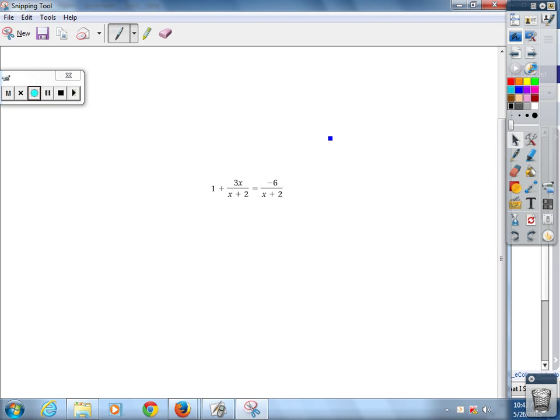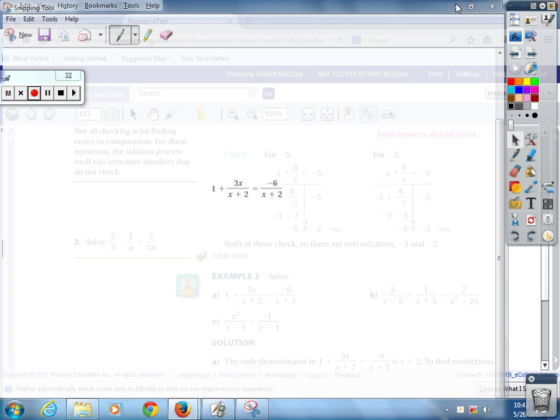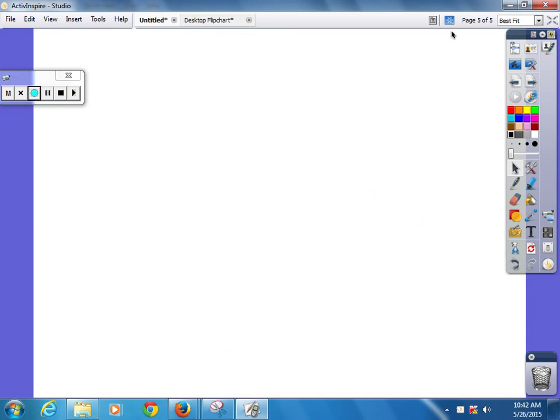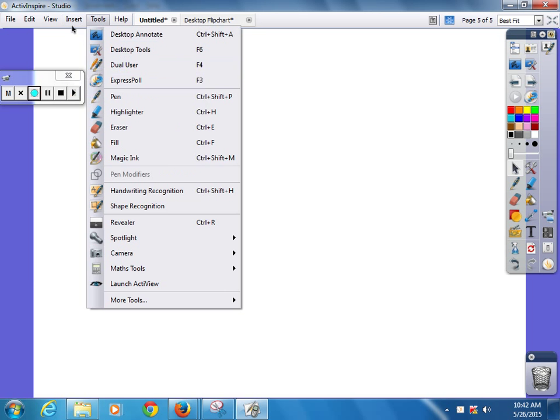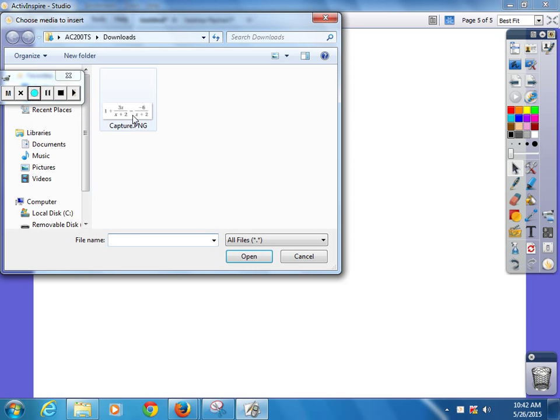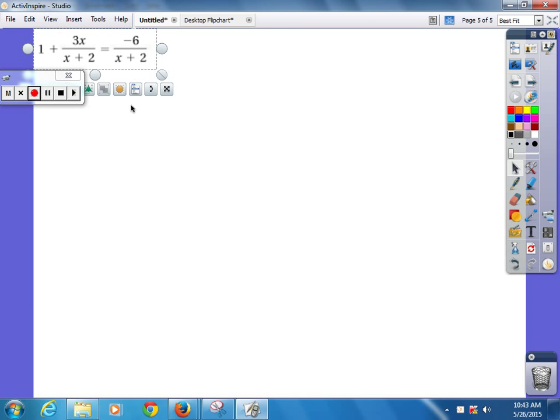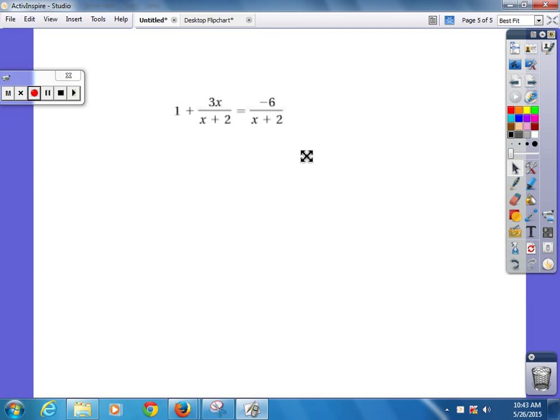All right. So, here is our problem. I don't want to use that either. Let's go back to here. And I have to go to the whiteboard. It won't let me insert unless I'm in the whiteboard. All right, there's our problem. Common denominator is what? x plus 2. Good job. So you're going to multiply by x plus 2 over 1. You got to remember, that's a 1 right there.